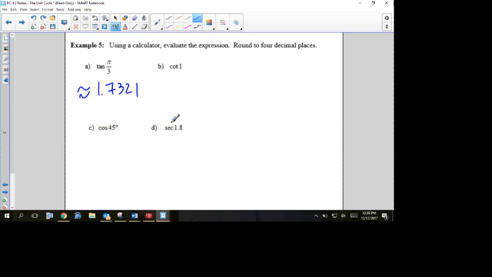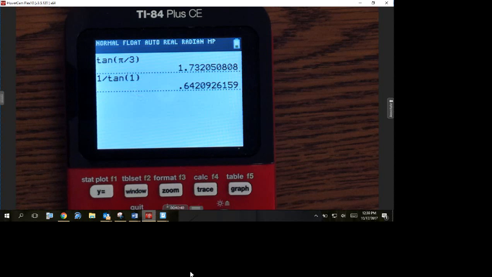What are you going to do, Christian? Yeah, you have to make cotangent into tangent. So we change cotangent into 1 over tangent, and then put that 1 on the bottom with it. So be careful with that. You should get 0.6421.